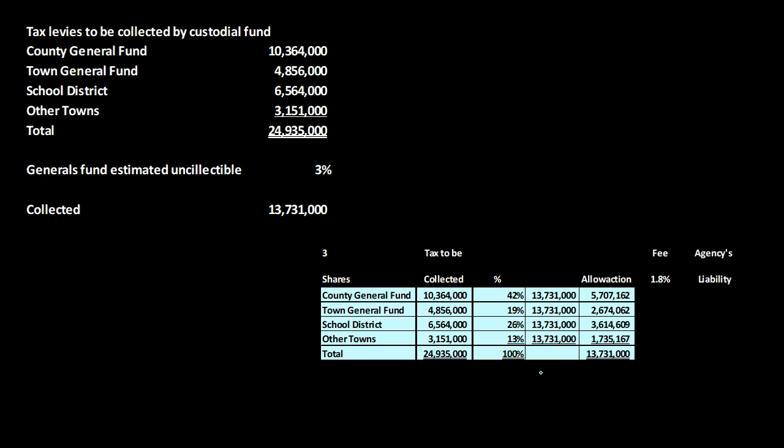Then we're going to charge a fee. We're going to say that the fee is going to be 8% for the custodial fund to be handling this. Now, the fee is going to go to the county general fund. So the custodial fund, the cost of it is going to go to the county general fund. So the way we're going to calculate this looks a little bit strange here because we're going to say that the county general fund is going to be collecting the fee.